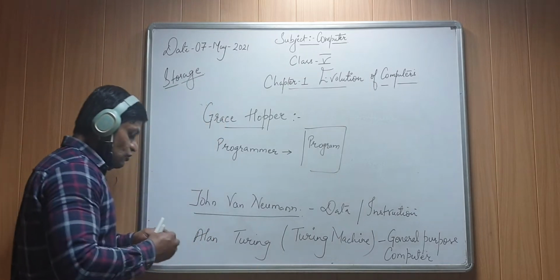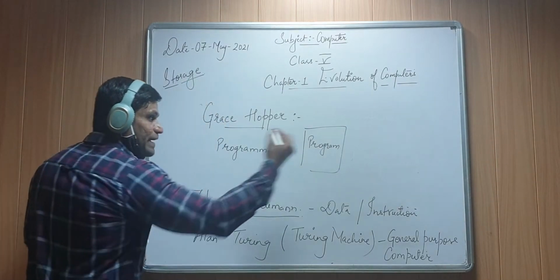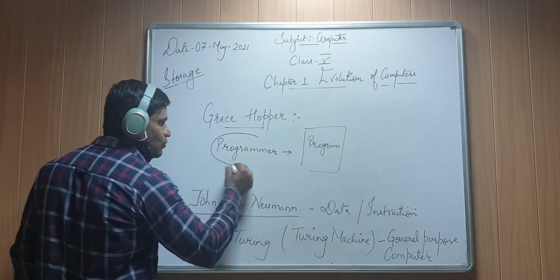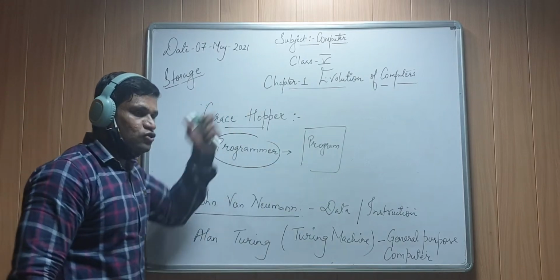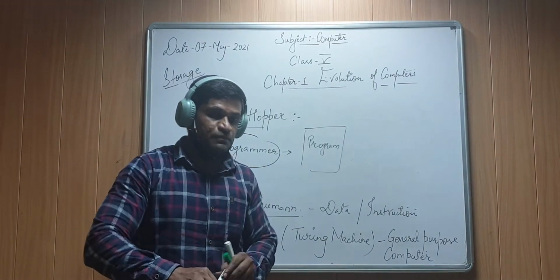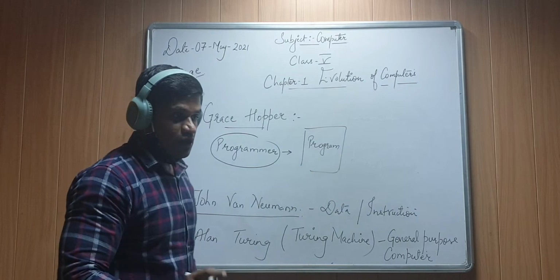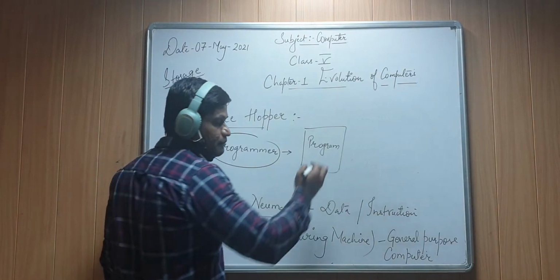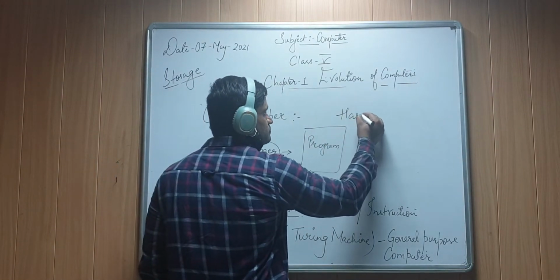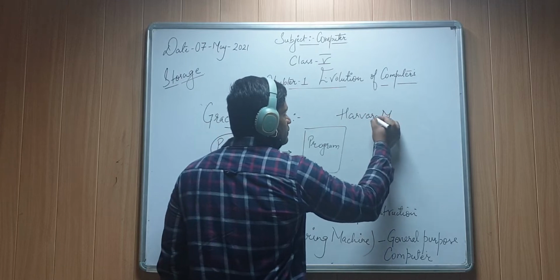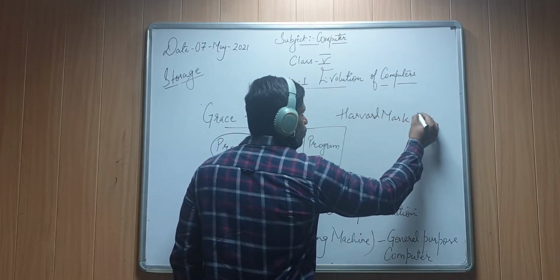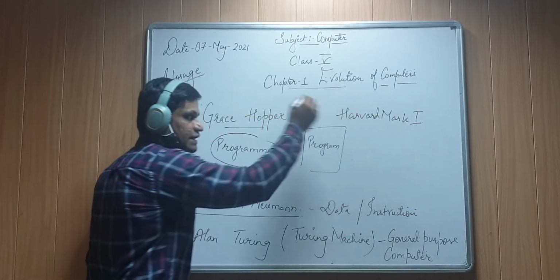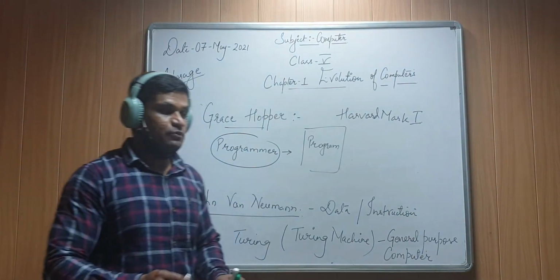And the person who writes a program, who makes a program, is known as a programmer. So Grace Hopper was one of the first programmers who had programmed a computer. And what was the computer's name? Howard Mark I. This was the computer which she had programmed.